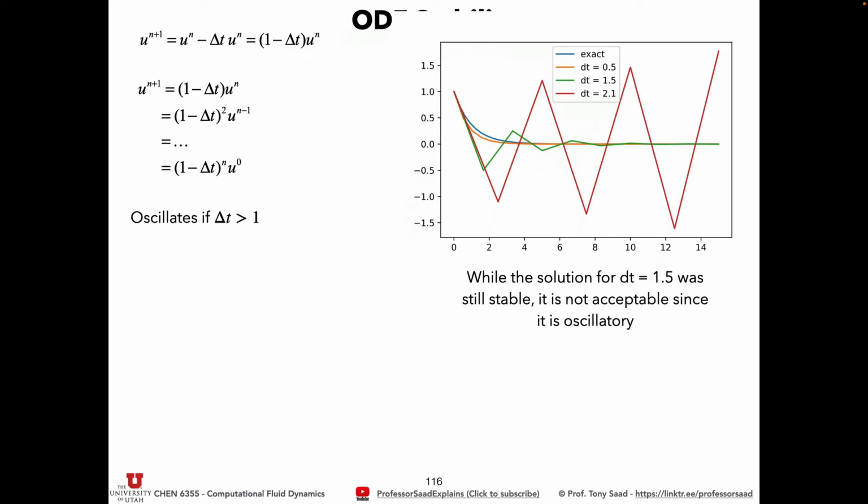And so that's why you see these oscillations, right? Time step 1, it's negative. Time step 2, it's positive. Time step 3 is negative, and so on. That's why you see that, okay?